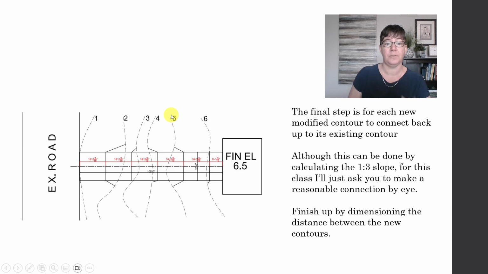Let's take a look at contour 5. Your natural contour will come along. You will match it up and connect to your new modified contour, and then connect back up and meet the grade right here, and continue along across your site. Remember, every contour needs to be continuous across a site. Finish this drawing up by dimensioning the distance between each contour right here.